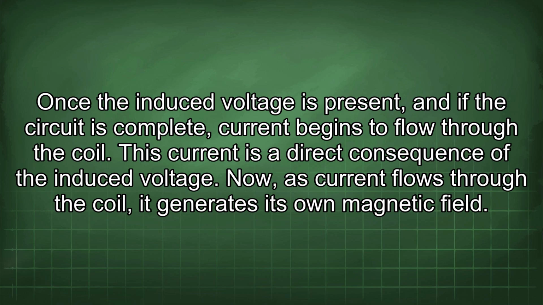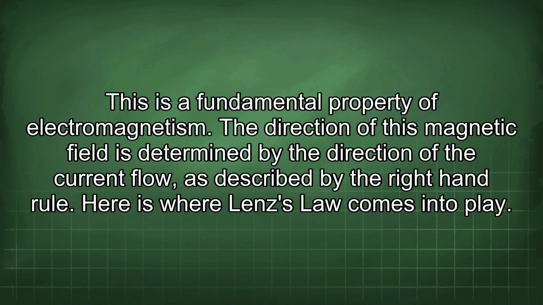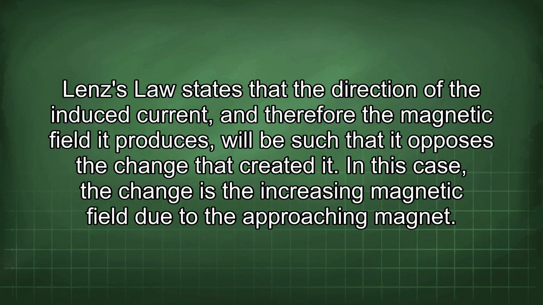Now, as current flows through the coil, it generates its own magnetic field. This is a fundamental property of electromagnetism. The direction of this magnetic field is determined by the direction of the current flow, as described by the right-hand rule. Here is where Lenz's law comes into play. Lenz's law states that the direction of the induced current, and therefore the magnetic field it produces, will be such that it opposes the change that created it.